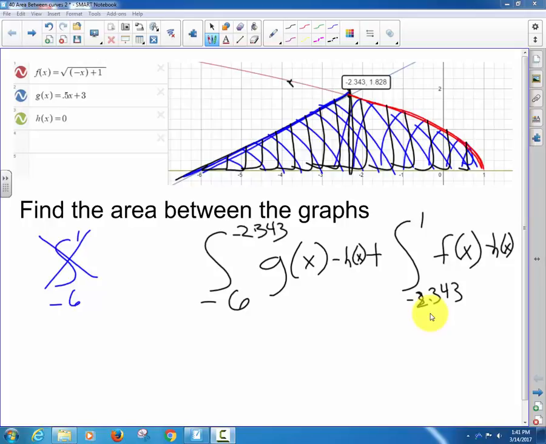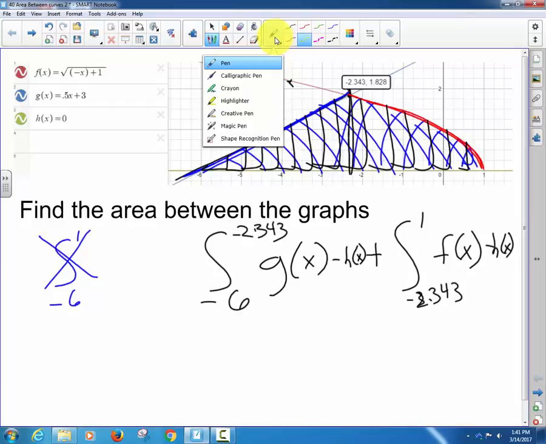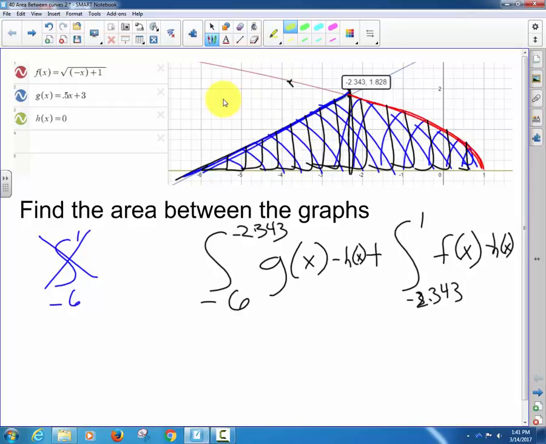Okay, now if we think of this, and I'm going to use a highlighter for this. No, that's not a highlighter, is it? That's a highlighter. If we think of this red one that I drew as the top and the blue one that I drew as the bottom, now we are adding, but we're adding this way.